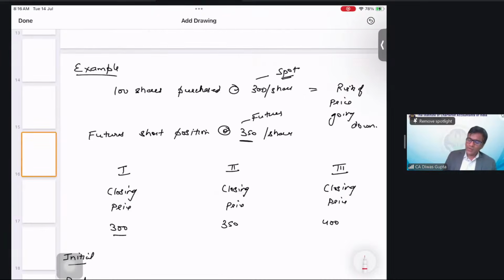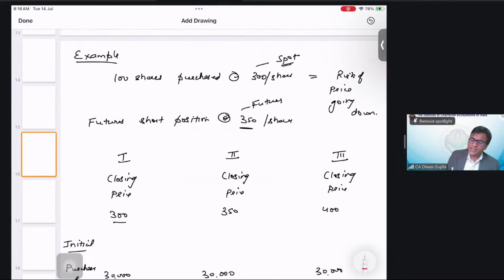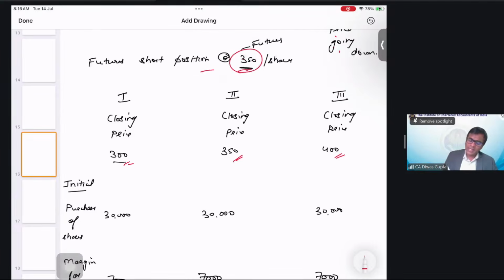Now, we would have discussed this with an example. Let's say 100 shares are purchased at 300, with the risk of prices going down. The futures are taken in a short position at, let's say, 350, because futures will have a different price to the spot market, right? Because the futures will carry a time value of money difference. So at this 350, I have actually taken a short position. There can be three different cases.